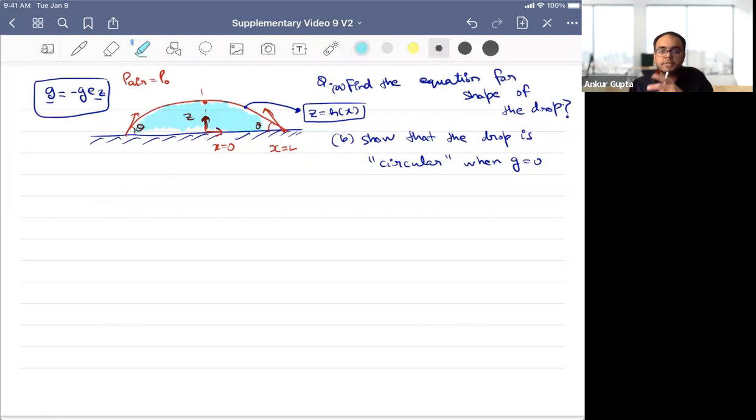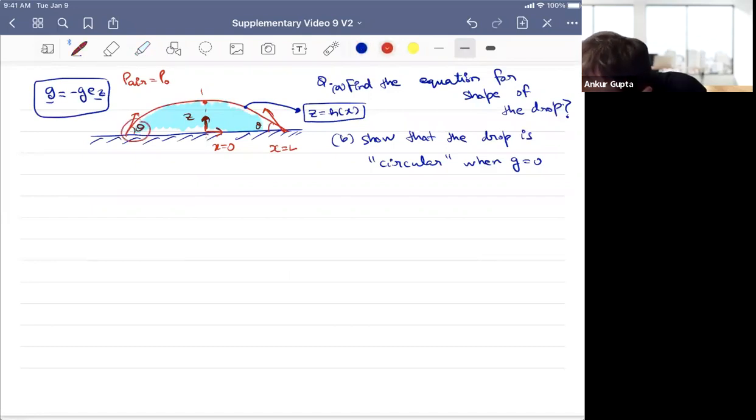Okay, so what is the problem setup? We have a static droplet sitting on a surface with contact angle theta. You can see there's a contact angle theta here, here and here. What we have to find is the equation for the shape of the drop. This is a 2D problem, so z, which is the dimension in the vertical direction, is a function of x, or z is equal to h of x, and we want to find the shape of the drop. And when gravity is zero, we also want to show that the shape becomes circular in 2D. In 3D, it will become spherical.